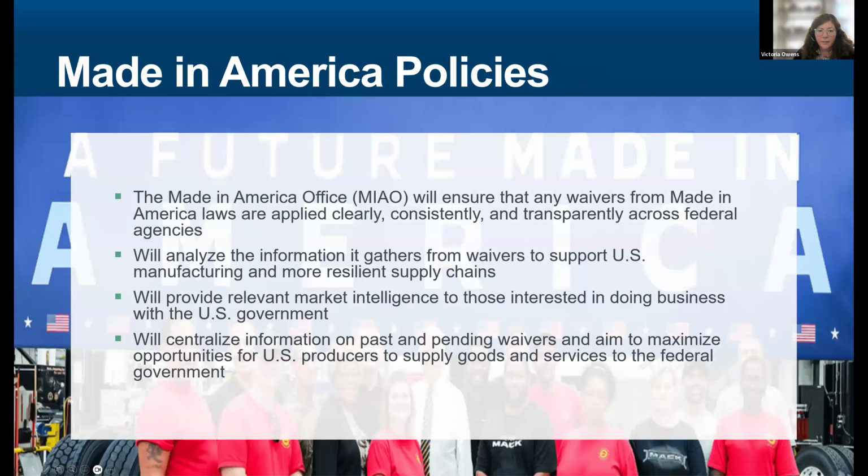So then there's the Made in America office, which covers waivers for the Made in America laws and makes sure they are applied clearly, consistently, and transparently. I think importantly, it also aggregates the information it gathers from the waiver submission process to understand in what types of products and industries waivers are often needed, and then be able to focus on that sector of manufacturing to hopefully support U.S. ability to meet those manufacturing needs and make a more resilient supply chain. So there's an aspect of market intelligence, centralizing information, and maximizing opportunities for U.S. producers to supply goods and services to the federal government.